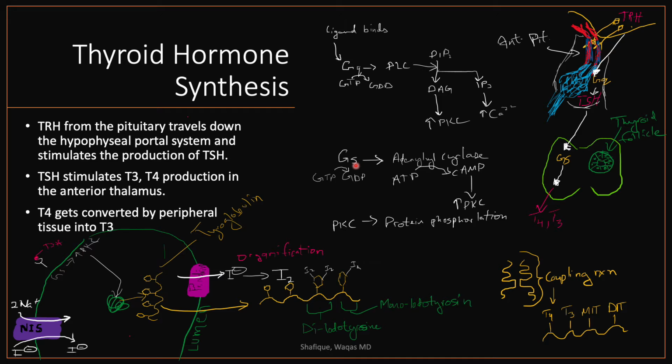And the way that happens is GDP is phosphorylated into GTP, and then alpha Gs goes on to activate adenylyl cyclase. This enzyme converts ATP into cAMP, which then goes on to cause activation of protein kinase A, which goes on to phosphorylate and activate other proteins.